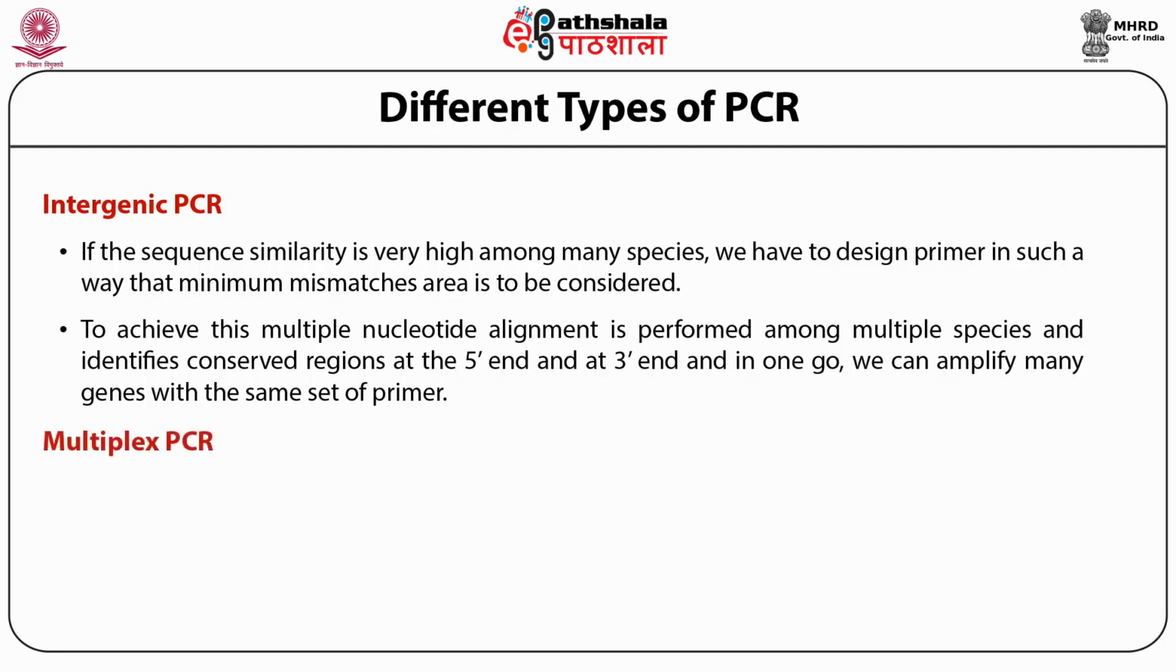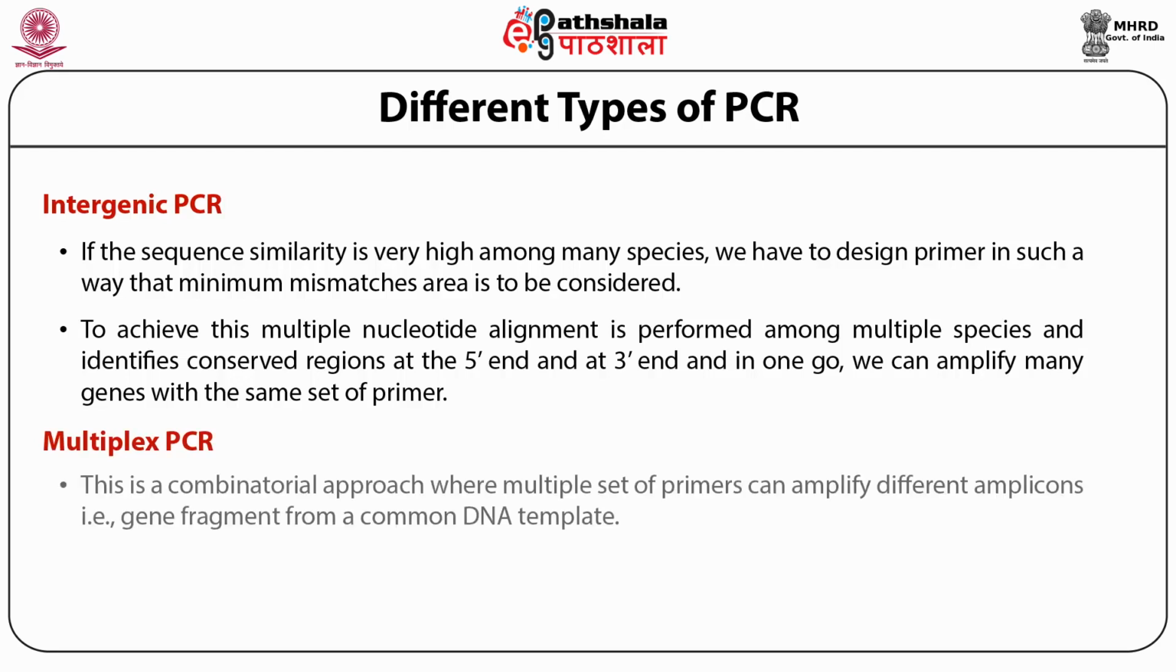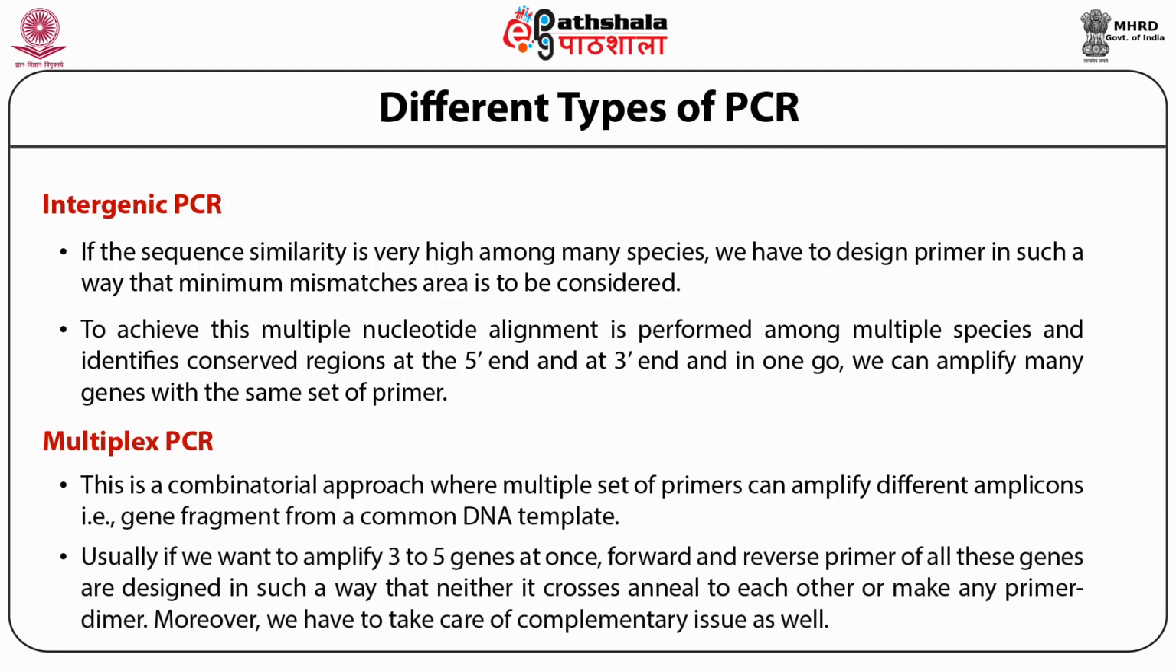Come to the multiplex PCR. This is a combinatorial approach where multiple sets of primers can amplify different amplicons, but the gene fragment or DNA template is common. Usually, if we want to amplify 3 to 5 genes at once, the forward and reverse primers of all 3 genes are designed in such a way that neither do they cross the annealing temperature nor interfere with the other primers. So the important things here are, first, the primer length; second, there is no overlapping sequence; and third, the same DNA template.